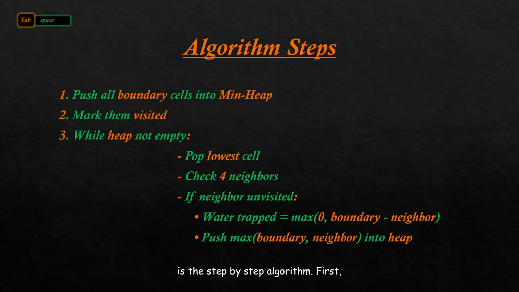Here is the step-by-step algorithm. First, push all boundary cells into the min heap. Second, mark them as visited. Third, while the heap is not empty, pop the lowest cell. Then check all 4 of its neighbors. If a neighbor is unvisited, we check if water can be trapped. If yes, we add it to our total and then push the updated neighbor back into the heap.